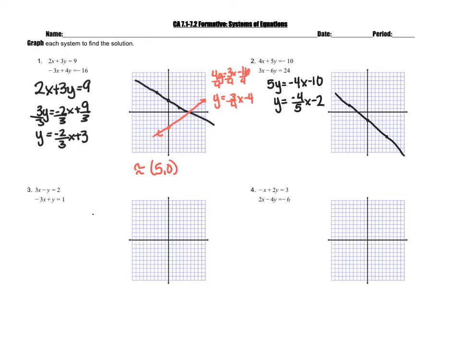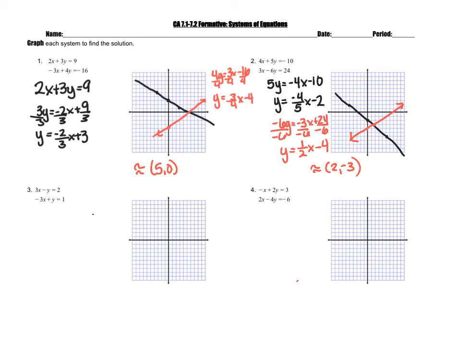All right, so for my second equation, we're going to minus that 3x, so we get negative 6y equals negative 3x plus 24, and divide everything by negative 6. So we get y equals 1 over 2x minus 4. So here we're going to start at negative 4, 1, 2, 3, 4, and go up 1 and over 2. So the place of intersection is roughly 2, negative 1, 2, 3. So it's roughly 2, negative 3.